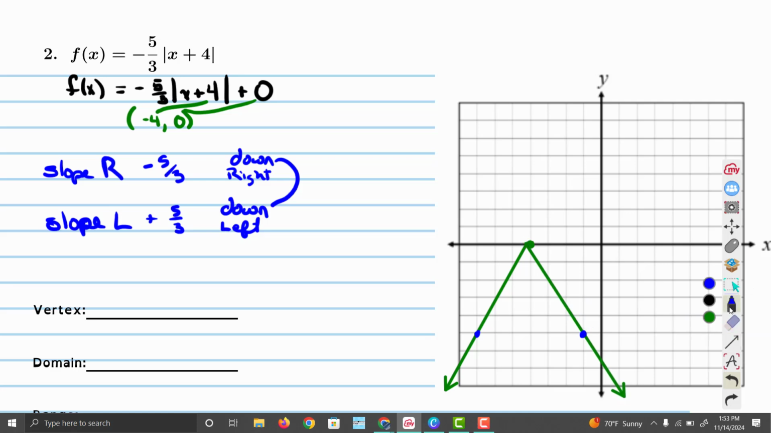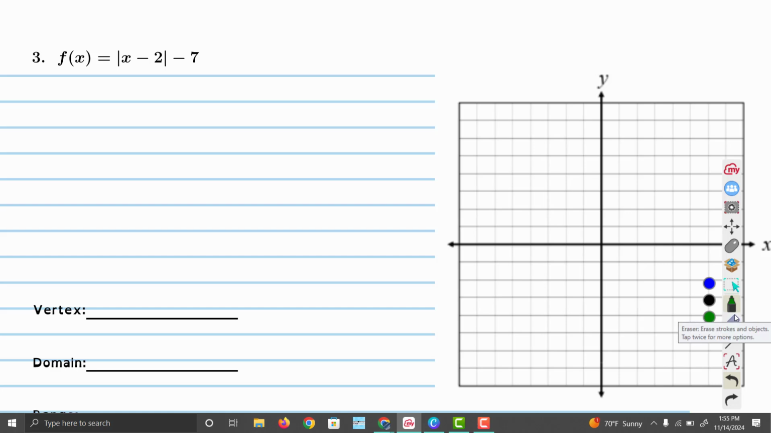And so when I find my vertex, again, that was at negative 4, 0. My domain for absolute value is always negative infinity to positive infinity. My range is my low, which this time when I hit my low, it's going to be the arrow. So negative infinity, comma, my high, which is here, at 0.